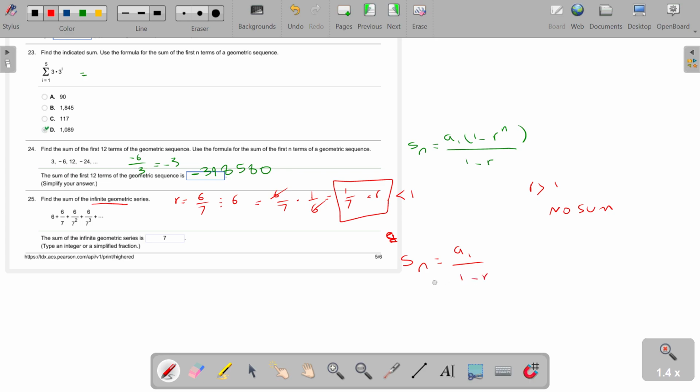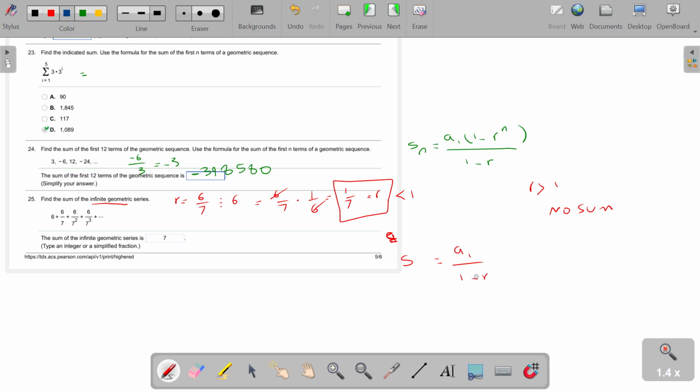Basically we don't have n. It's better if I don't write the n here because it's an infinite number of terms. So notice if you have a limited number of terms and you want to find the sum, you're going to do Sn equal to A1 times 1 minus r to the power of n over 1 minus r. But if you have an infinite number of terms, you need to look at the r value. If it's greater than 1, there's no sum. If it's less than 1, you're going to use this formula.